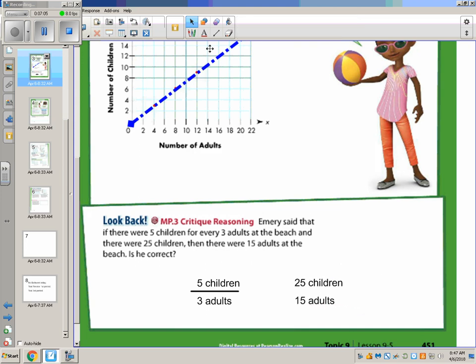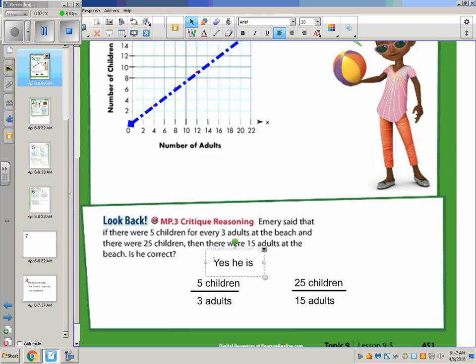So I want to check and make sure these are equal fractions. And the way that I do that is I make sure they multiplied by the same amount. So if I had 5, how would I get to 25? I'd have to multiply by 5. So then I check the bottom. Did they do the same thing? 3 times 5 would be 15. So that checks out.